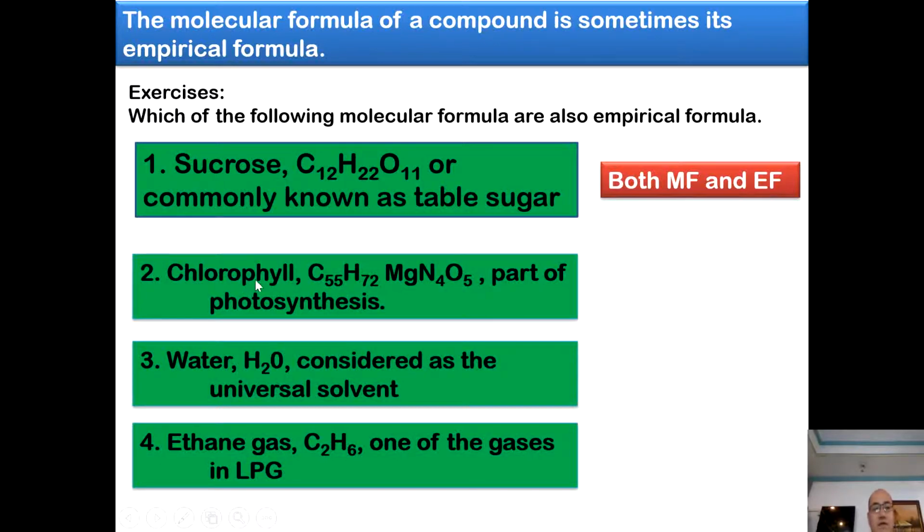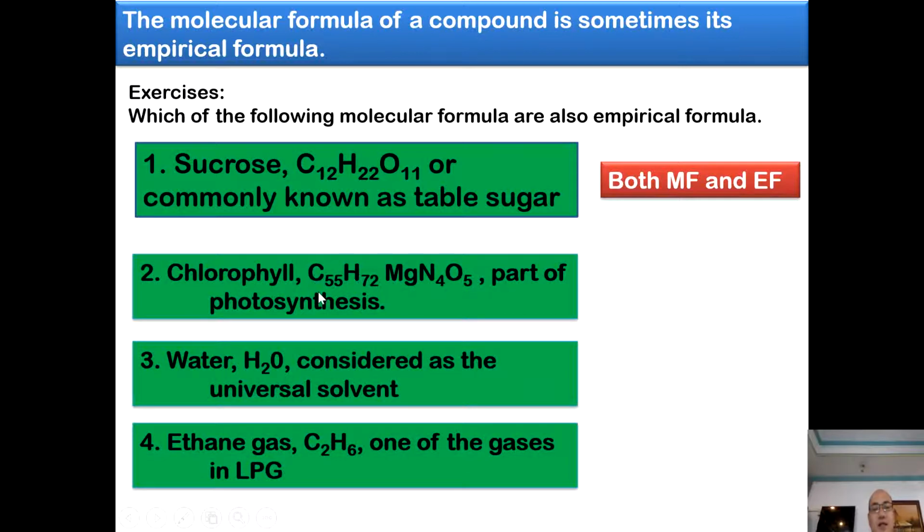What about number 2? Of course, the chlorophyll, which is very essential in the food manufacturing of the plants, which is called photosynthesis, has the chemical formula of C55H72MgN4O5. Again, going back, look at the subscripts and think of the common factor or greatest common factor among the subscripts.